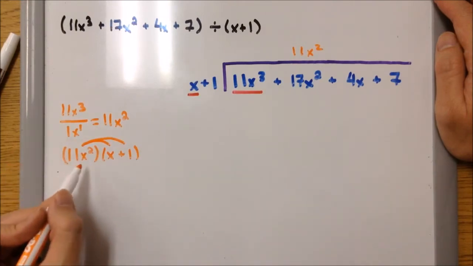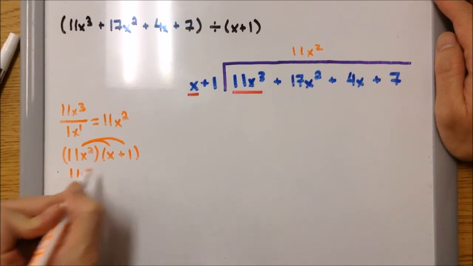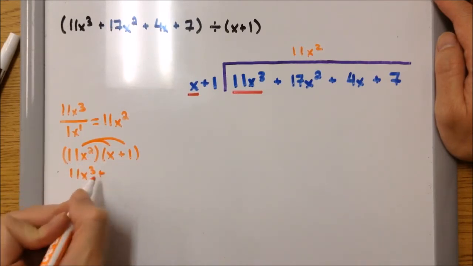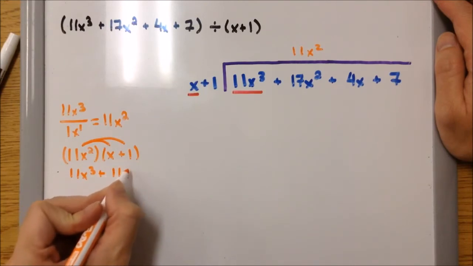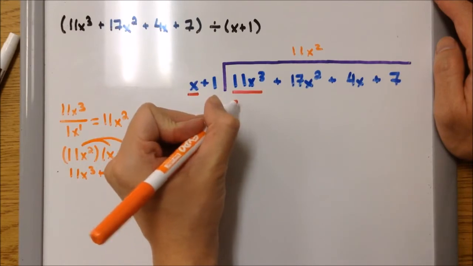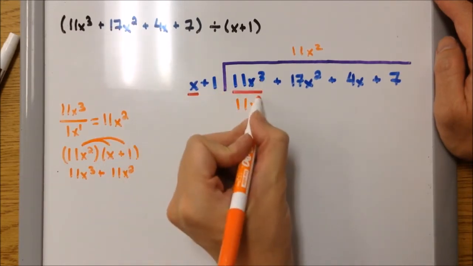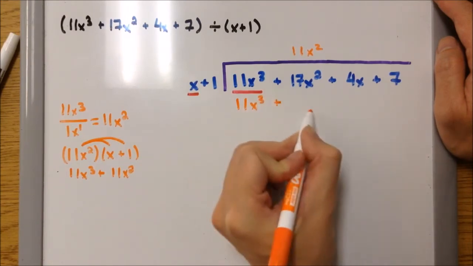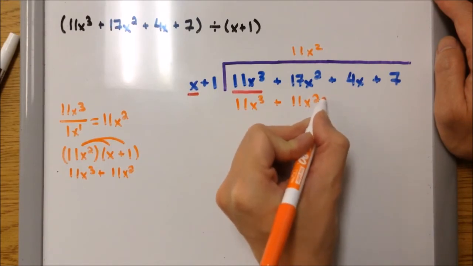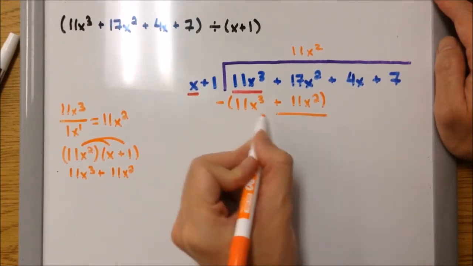So 11x squared times x is just 11x to the third, and then 11x squared times 1 is just plus 11x squared. So I'm just going to write 11x to the third plus 11x squared, in parentheses, minus.